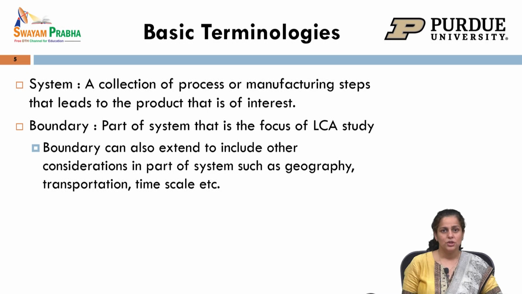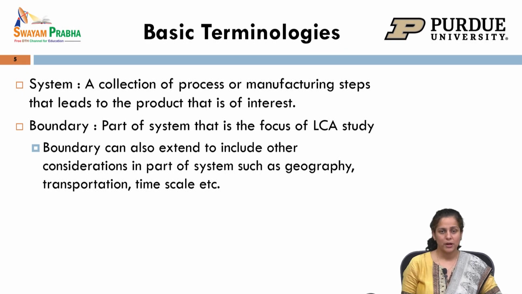and that is what is called a system boundary. So, every time when we think of LCA, the first thing we think is definitely what is the system boundary, and in this course we will go into more detail of how do we select the system boundary, what it entails, and how does it make a difference in decision making. So, boundary technically can also extend into other considerations. For example, it can be geographical boundary as well.